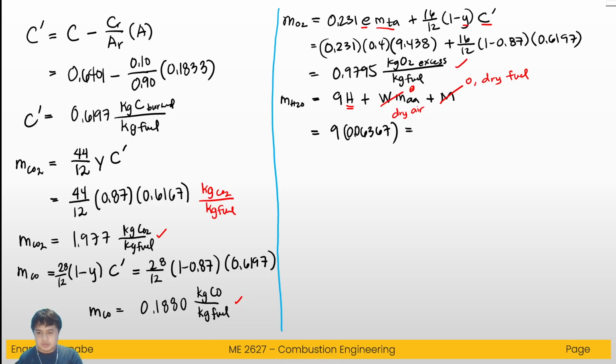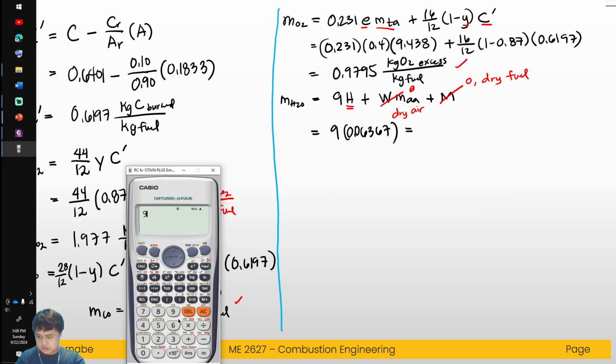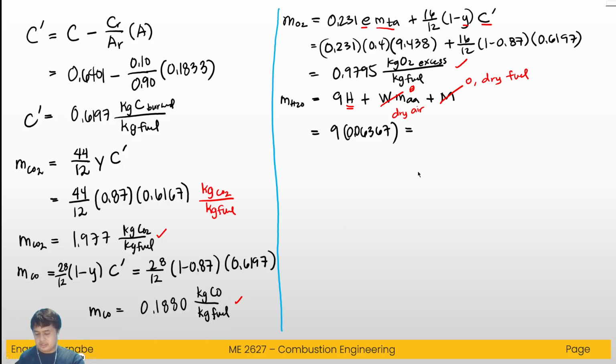So this will be equal to 9 times 0.06367, which is 0.5730 kilogram of H2O per kilogram of fuel. Okay. What's next? So the nitrogen.